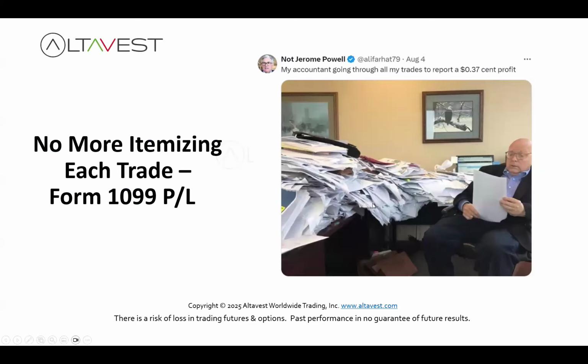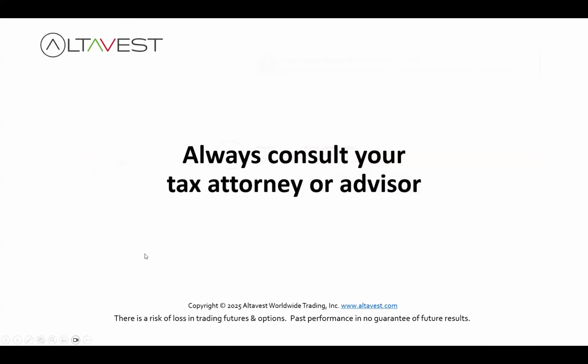And then there's no more itemizing. No more need to itemize each trade. You just get your 1099 that has your P&L for the year, and you get that one number, and that's all you need for your tax preparation. But always consult your tax attorney or advisor, of course.